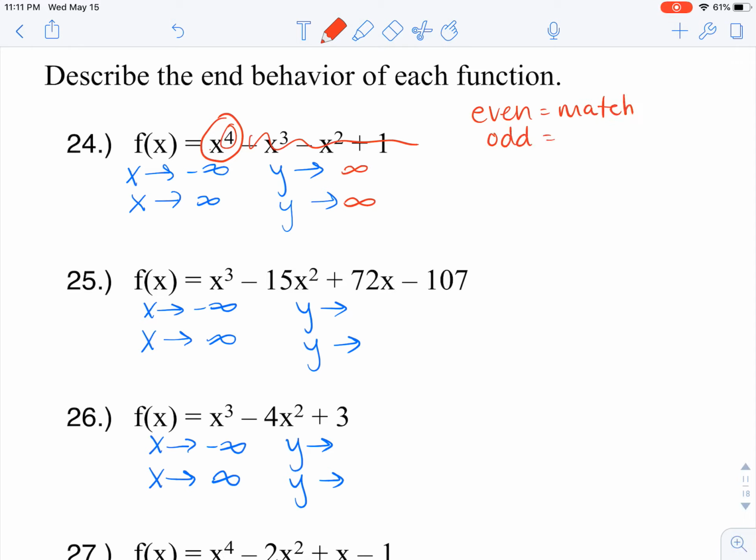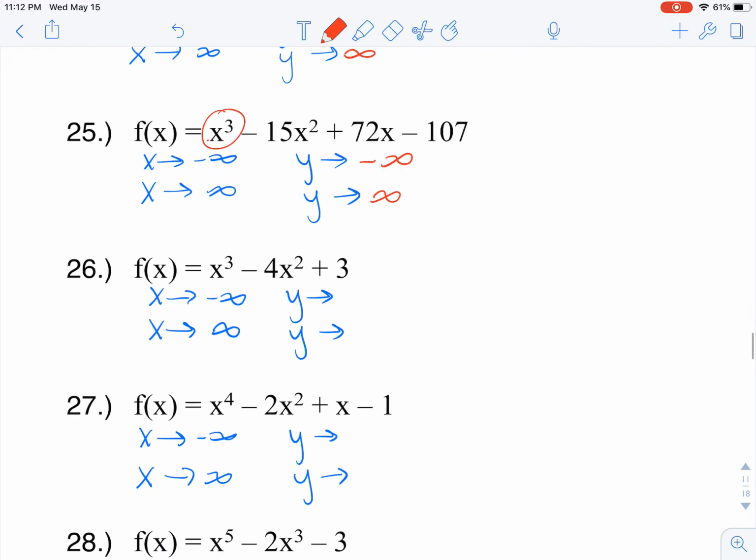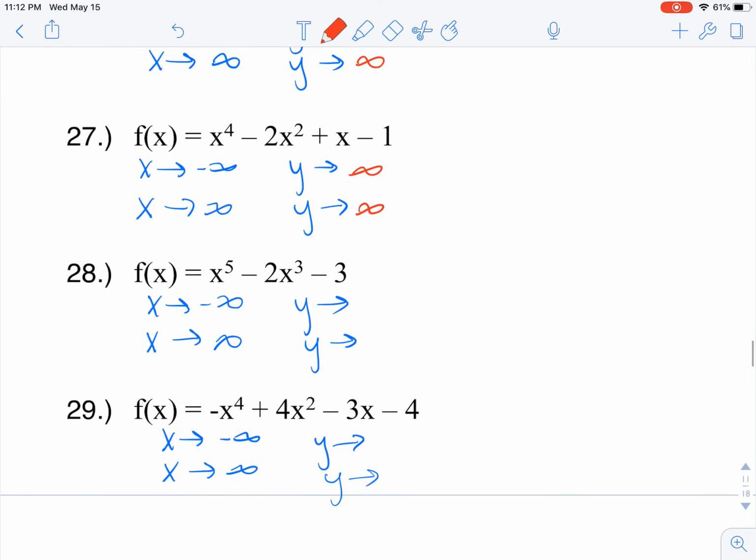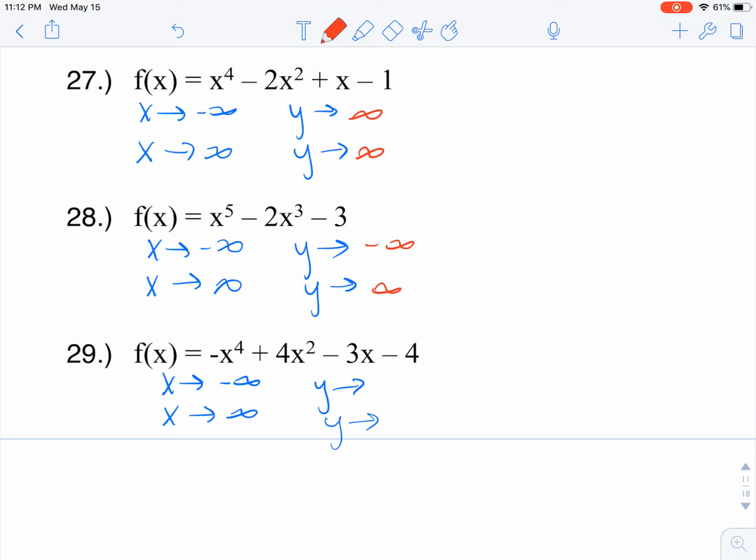Odd exponent, they're going to be opposite. So this one, again, positive, so this one's positive, but it's odd, so this one's going to be negative. 26, it's positive, and then it's odd, so this one has to be different, so it's negative. They have to be opposites. The next one, we're positive and we're even, so they're both the same. 28, we're positive and odd, so that would be the solution: negative infinity and then positive infinity. Next one, we're negative here, so the second one is negative, and it's even, so they match. So they're both negative.